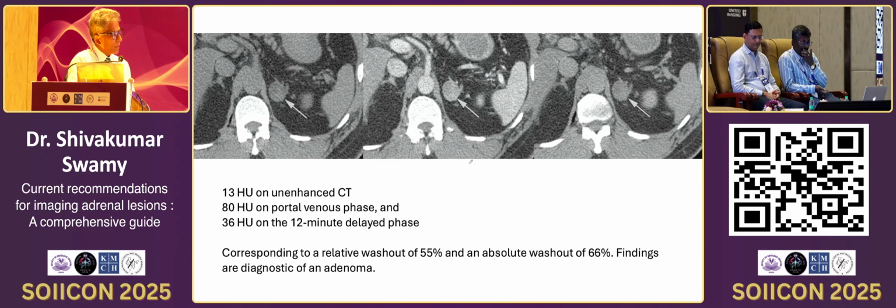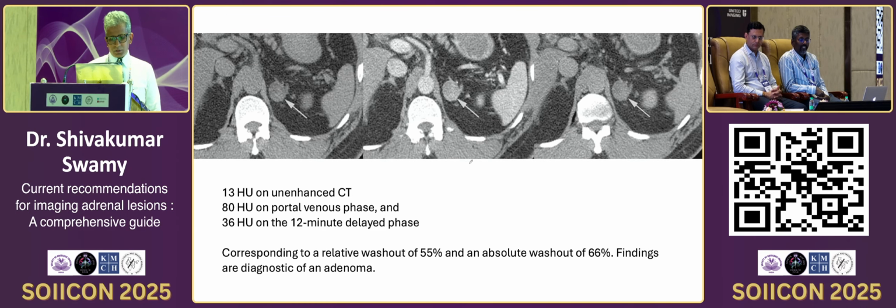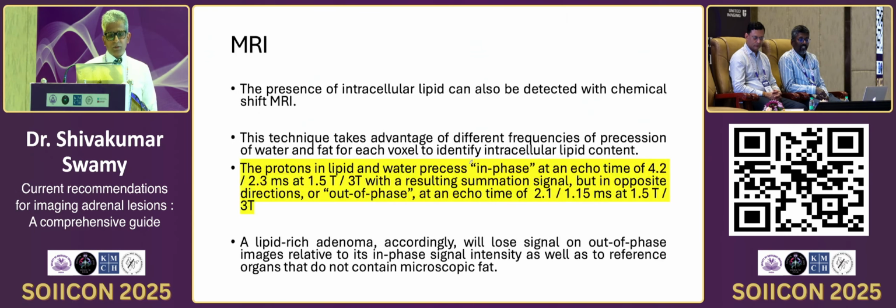This is a typical scenario. You have an unenhanced CT, which I showed in the initial scan, of 13 HU, which rose to 80 HU on portovenous phase, and then after a 12-minute delay, the attenuation drops. This is about 55% relative washout, so it fits the criteria, and the absolute value is around 66%. This is the classical description to calculate the washout and say that it's an adenoma.